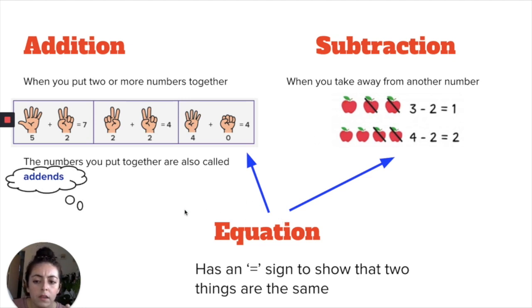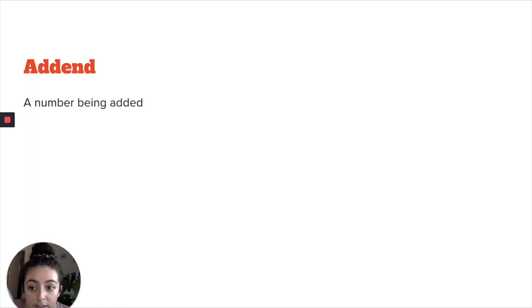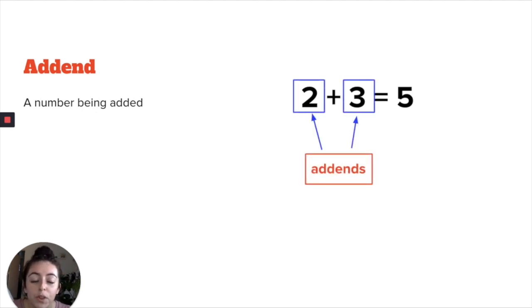Now, you may be thinking, what are addends, Ms. Ramirez? You never told us. Well, addends are the numbers that are being added. For example, 2 plus 3 equals 5. Can you think of which ones are the addends? Take a second. Which ones are the addends? If you said 2 and 3, you are absolutely correct. 2 plus 3 are the numbers that we're going to put together to make 5.